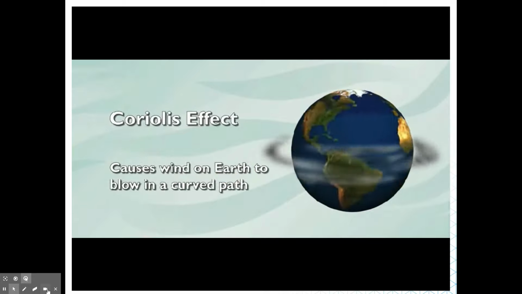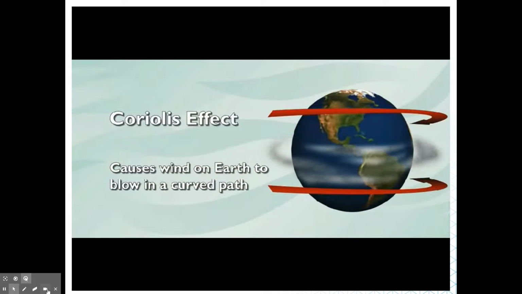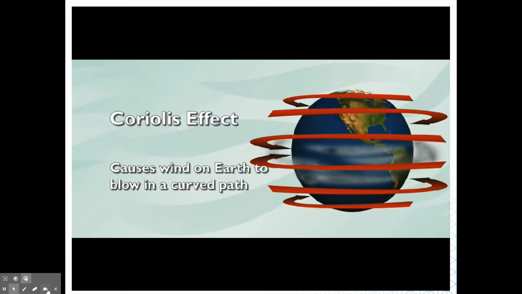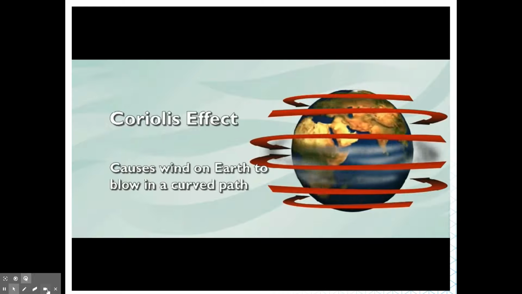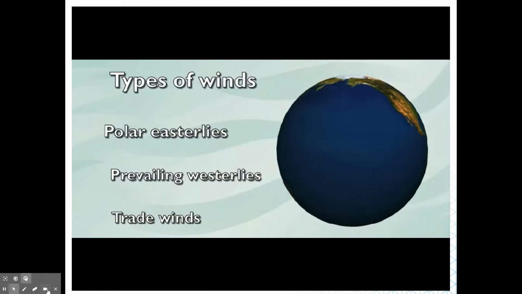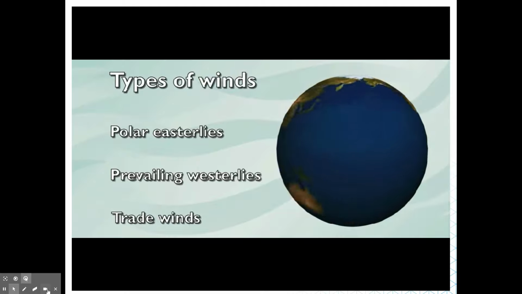All this air movement is affected by one more thing. Lay it on me. The Earth's rotation. As the Earth spins, it pulls the wind and makes it travel on a slightly curved path from west to east or east to west. It's called the Coriolis effect. Anyways, there are all kinds of winds. They even have names. Yeah, like a breeze and a gust and... Well, no. Like polar easterlies, prevailing westerlies, and trade winds.